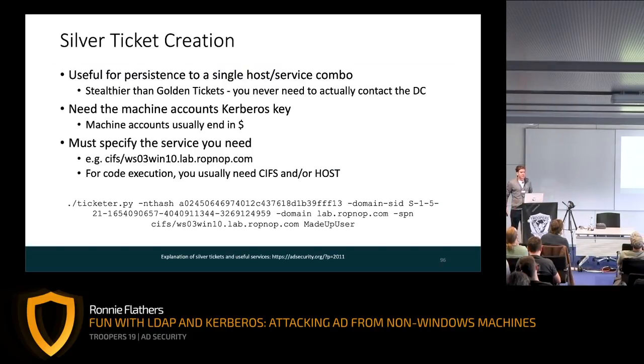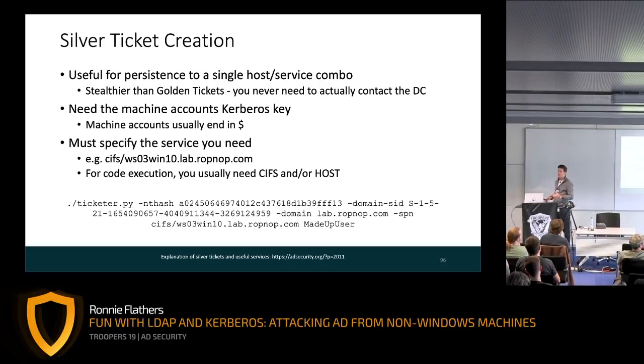And silver tickets are slightly different. They are useful for persistence to a single host service combination. So you have to recall service tickets are only good for service host combos. And I think they're stealthier than golden tickets. The reason being, you'd never actually talk to the domain controller. With a forged silver ticket, you can go directly to the service you want to access and they will let you in. So you don't have to go back to the domain controller and check out a ticket.